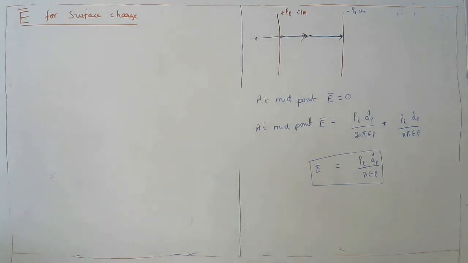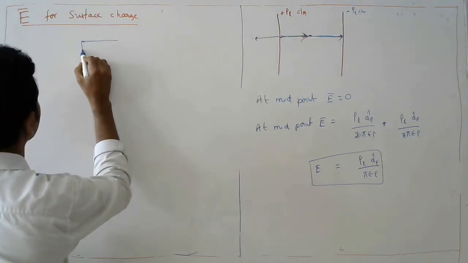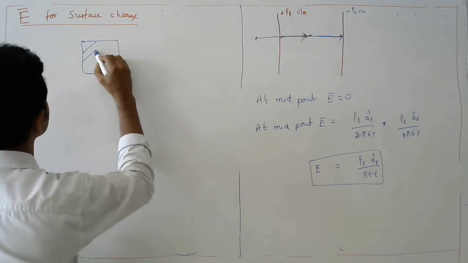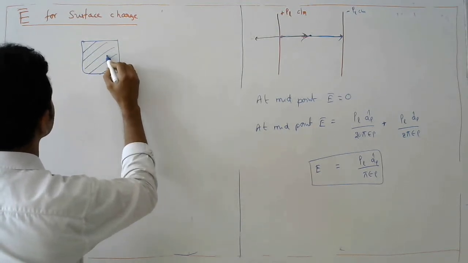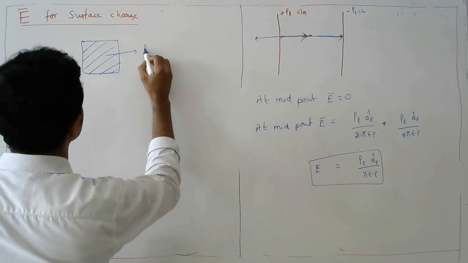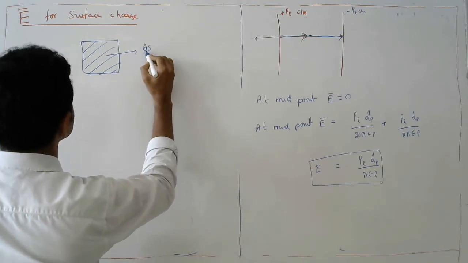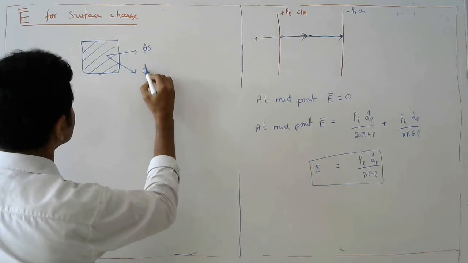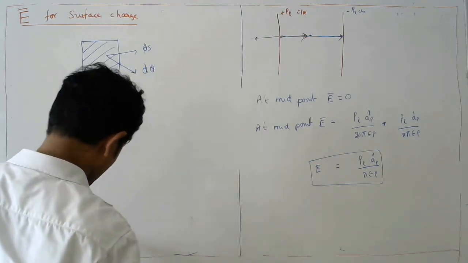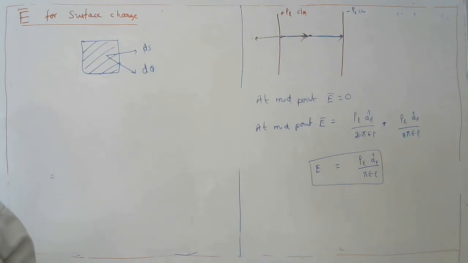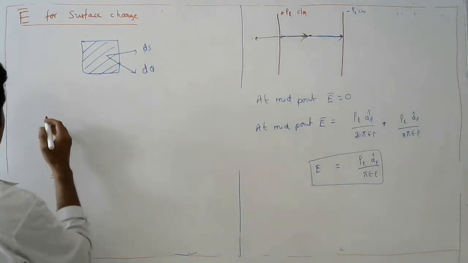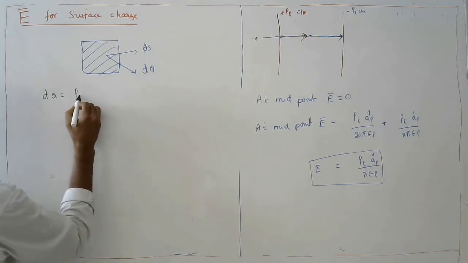So assume a surface is charged. Take one surface. This surface is charged with positive charge. At any one particular point, the surface element is defined with ds. At that point, the charge is defined with dq. Then how is dq defined? dq is equal to rho s into ds.